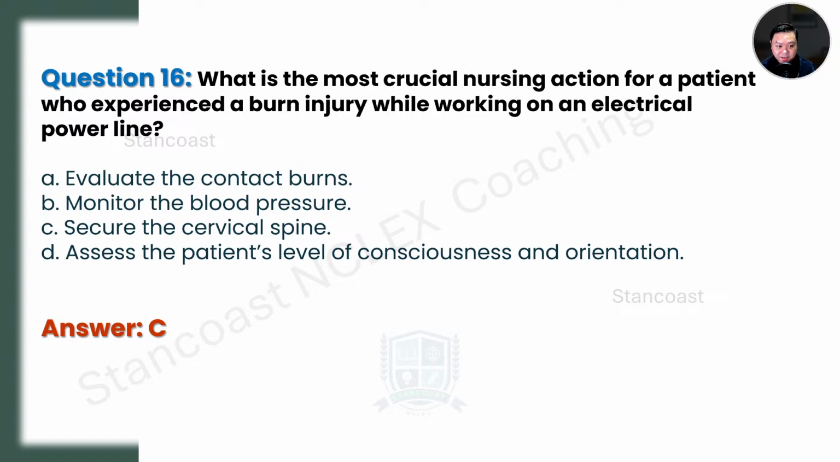Take note of that. For electrical type of burns, spinal cord injury, especially cervical spine injury, is very common. So you need to secure this after you have stabilized the patient's airway. That would be the sequence. If you selected letter A, evaluate the contact burns. This is important, but this is secondary to ensuring spinal stability, especially since the patient has this kind of burn, electrical power line. This is an electrocution type burn.